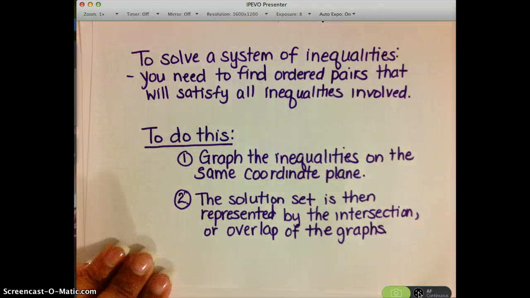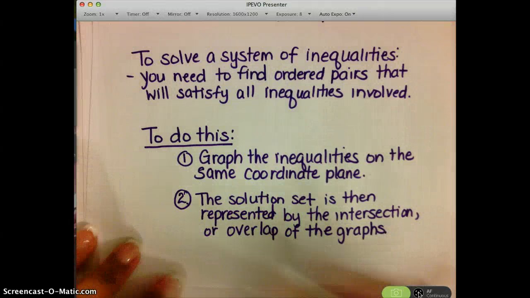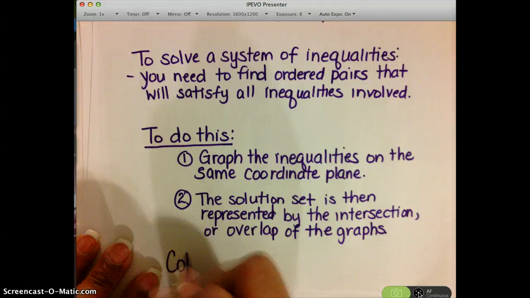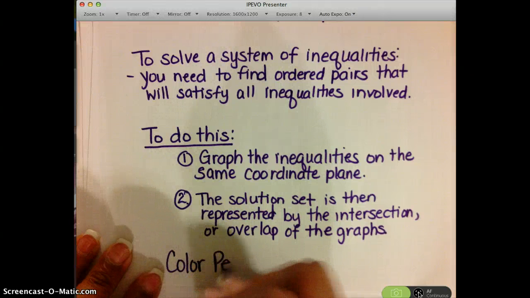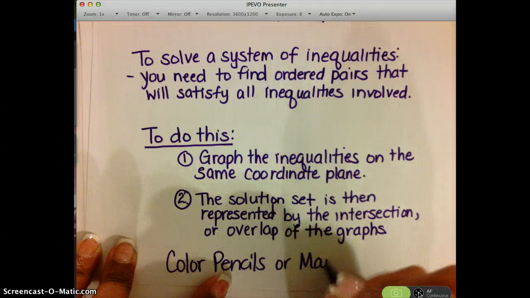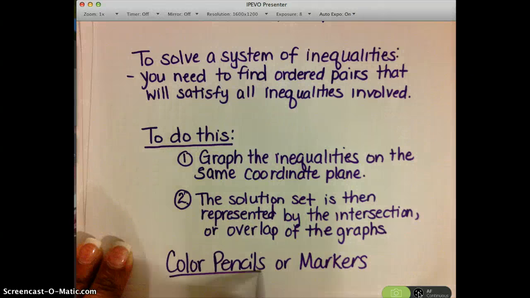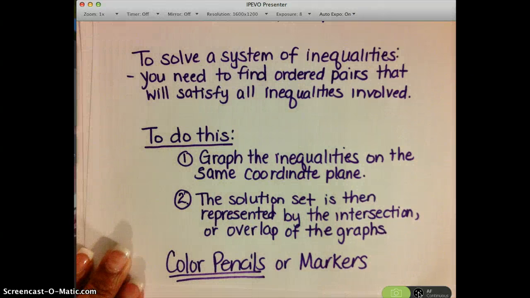Now, the easiest way to determine the intersection or the overlap is if we use color pencils or markers. Color pencils probably work best because you don't have to worry about all of the ink bleeding through the papers. So those are all of your notes, and now we're going to look at some examples.